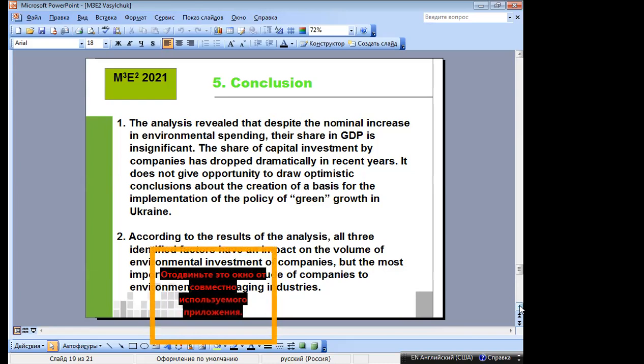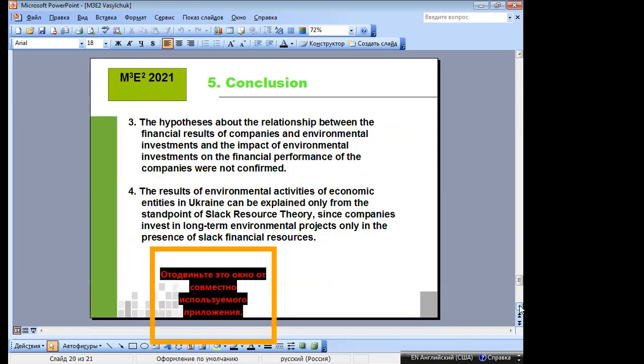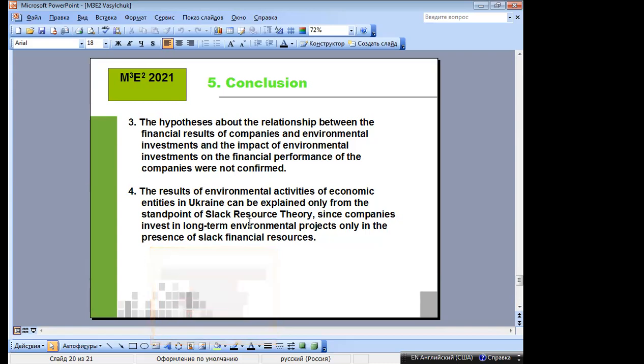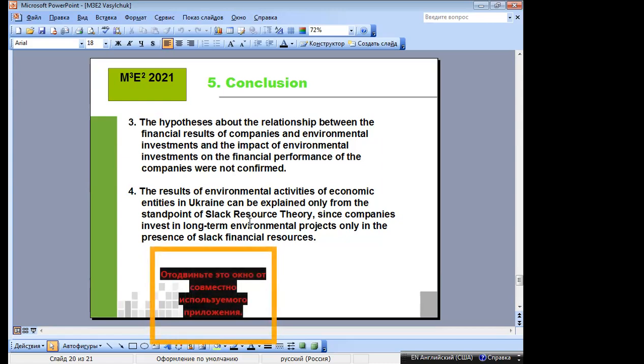According to results, the relationship between the financial results of companies and environmental investment, and the impact of environmental investments on the financial performance of the companies, were not confirmed. The result of environmental activity of economic entities in Ukraine can be explained only from the standpoint of Slyusarenko's resource theory, since companies invest in long-term environmental projects only in the presence of financial resources.